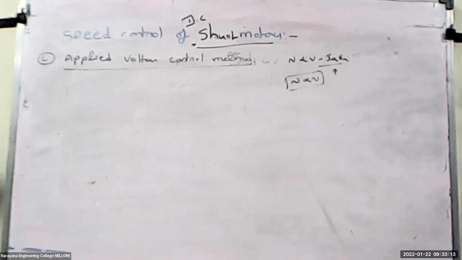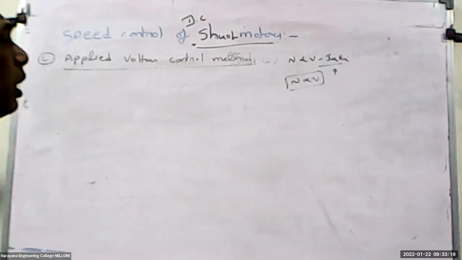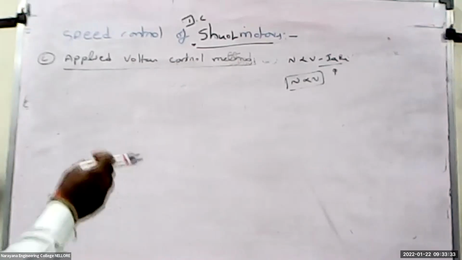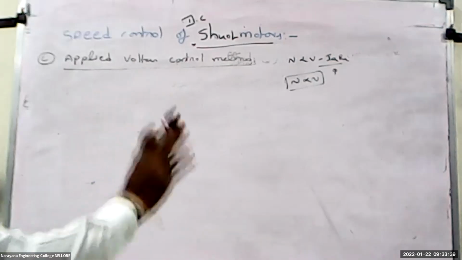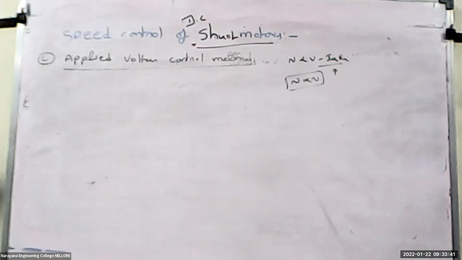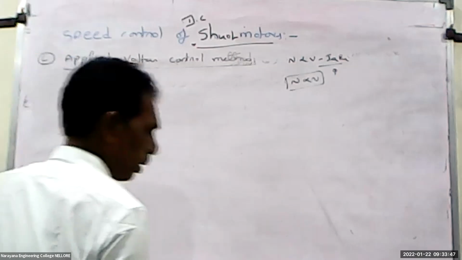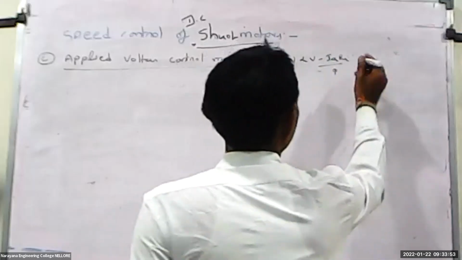It is not possible to change the supply voltage in the normal case. So, in order to overcome this drawback, we have to connect a special arrangement. There are different methods. We are not using this one in practical cases. Why? Because the losses are very high. But even though, we are going to explain the applied voltage control method in a general manner. I have to explain how to control the speed by using applied voltage.